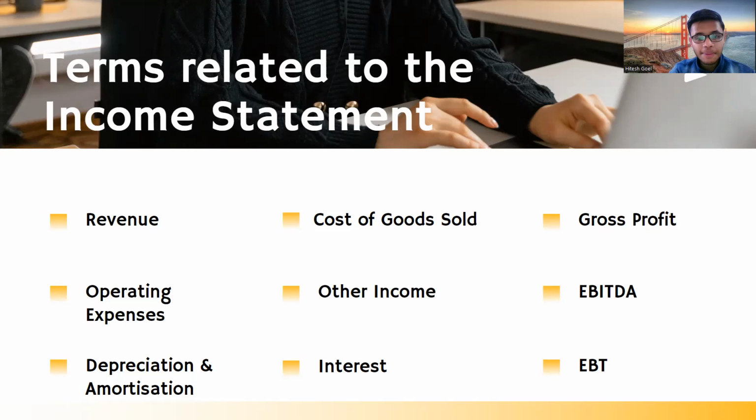So all these incomes fall under other income, right? So the next one is EBITDA. EBITDA means earnings before interest, tax, depreciation and amortization. It means the difference between the revenue minus all types of cost except depreciation, interest, tax and amortization, right? That's EBITDA.